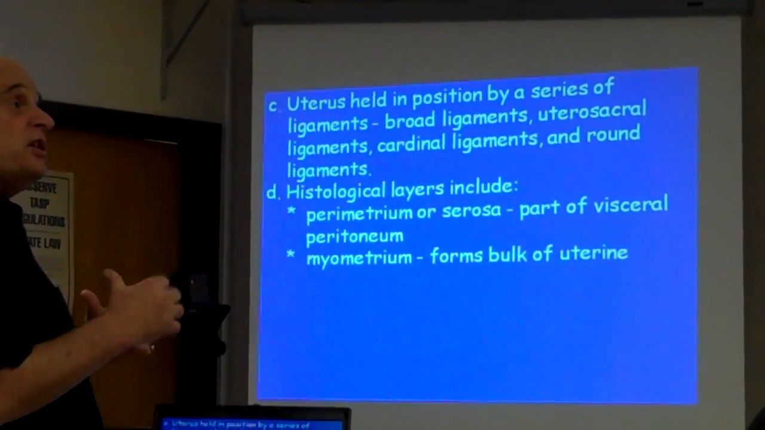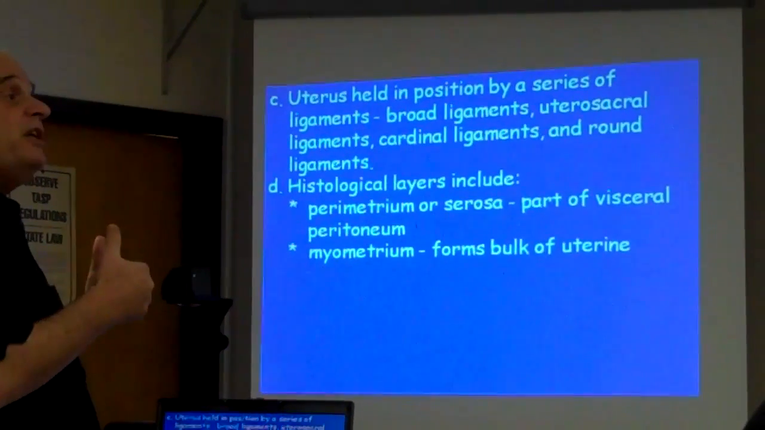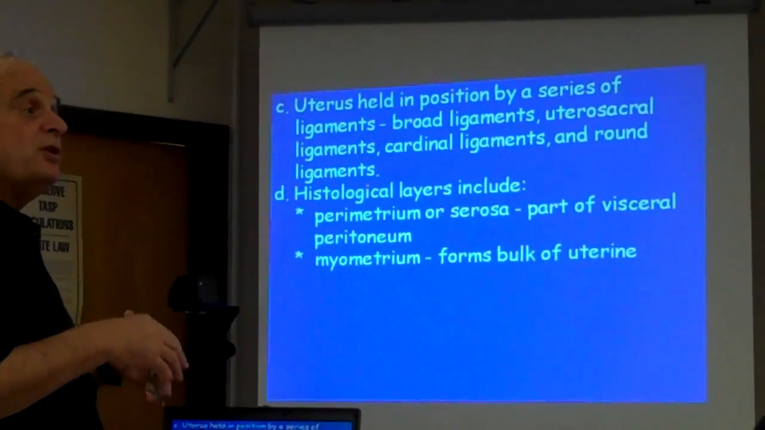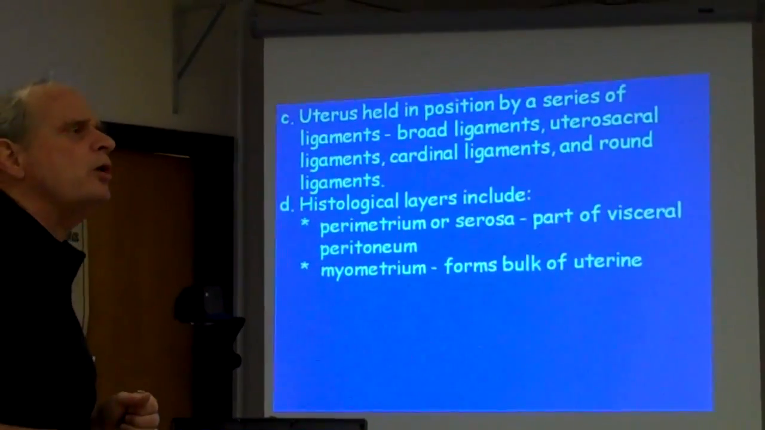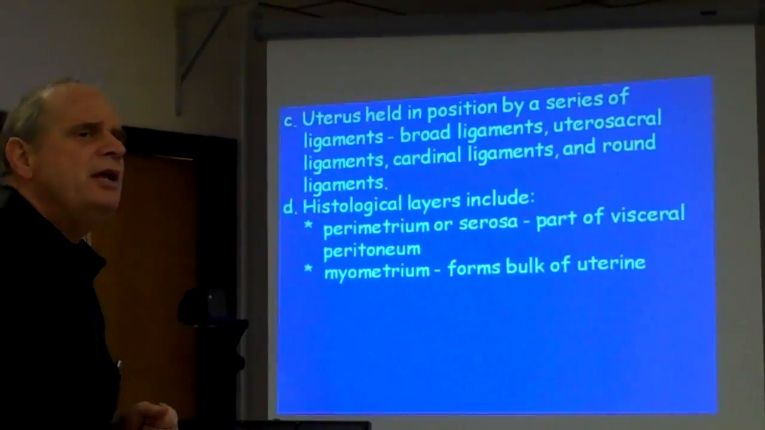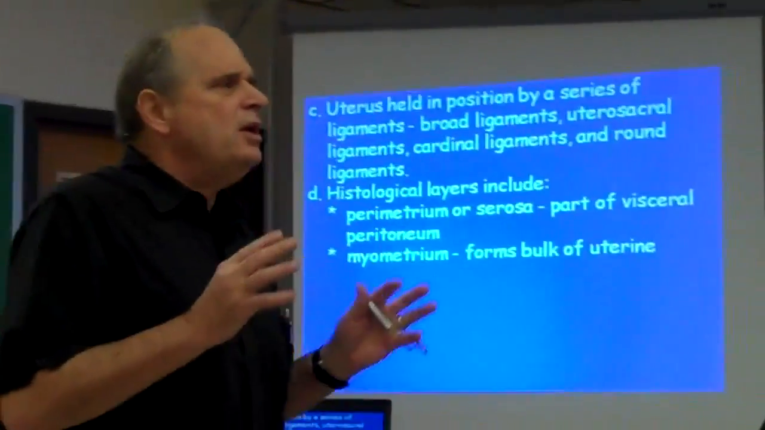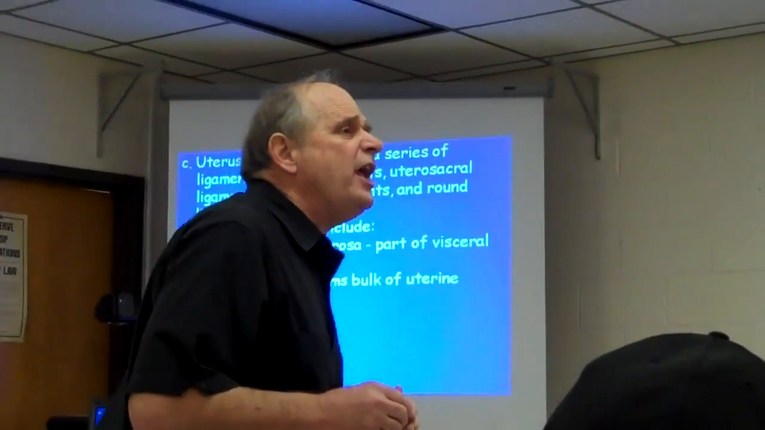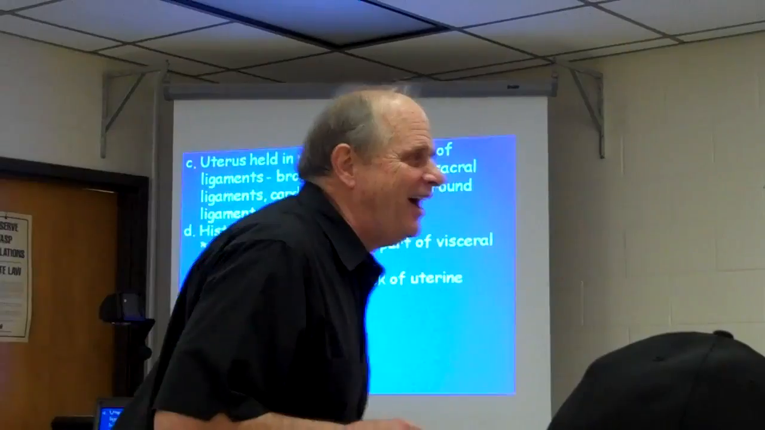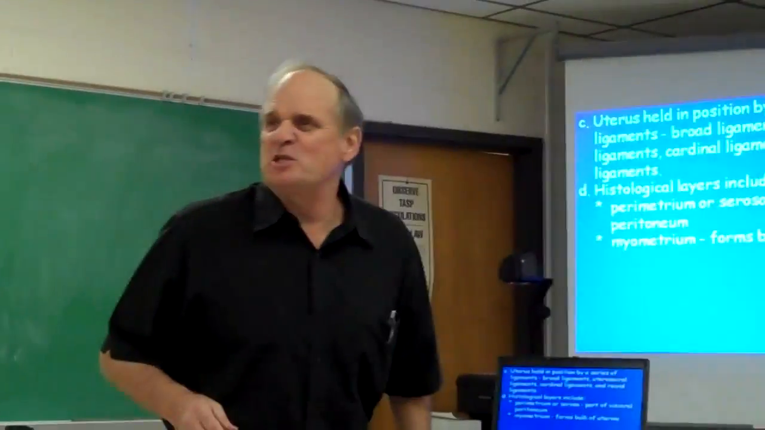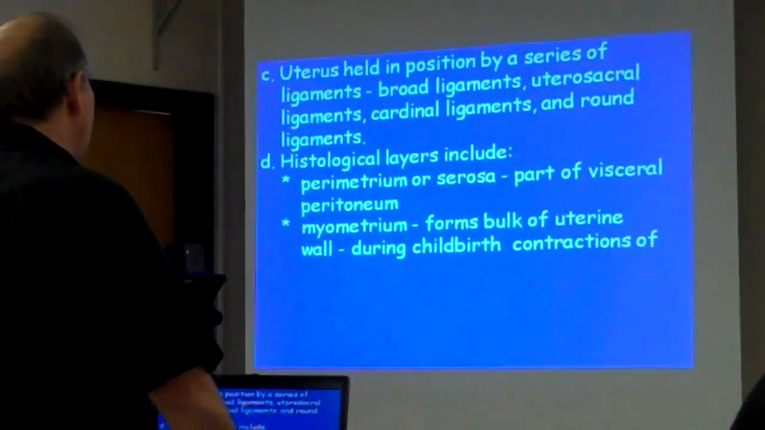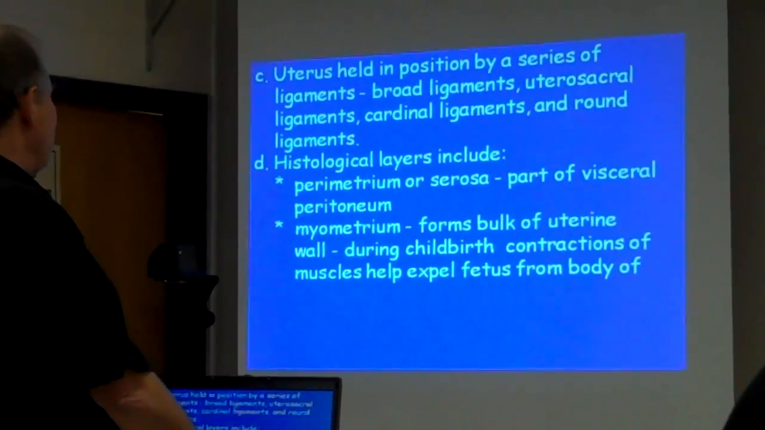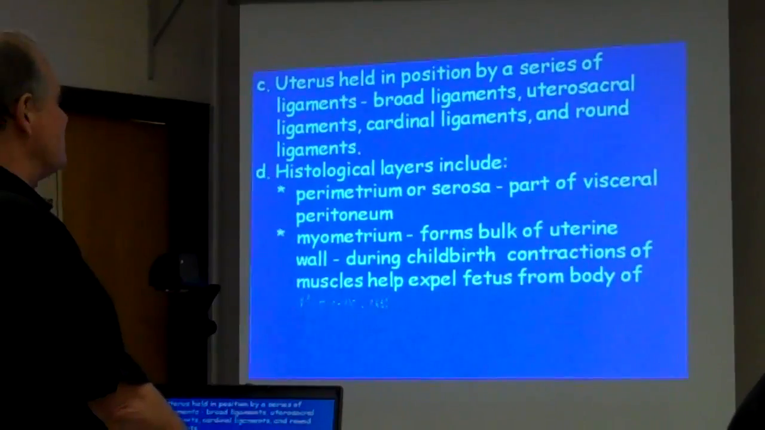The stretching sends signals to the brain, which causes release of oxytocin, and the target organ of oxytocin is the myometrium. It starts to contract. In biological terminology, and you may not like this term, this contraction is to, quote, expel the fetus. Most people don't like to hear that term, but that's what's going on. During childbirth, contraction helps expel the fetus from the body of the uterus.